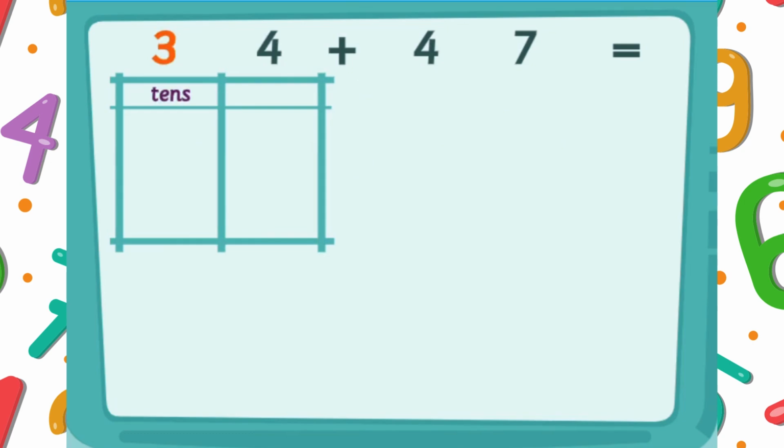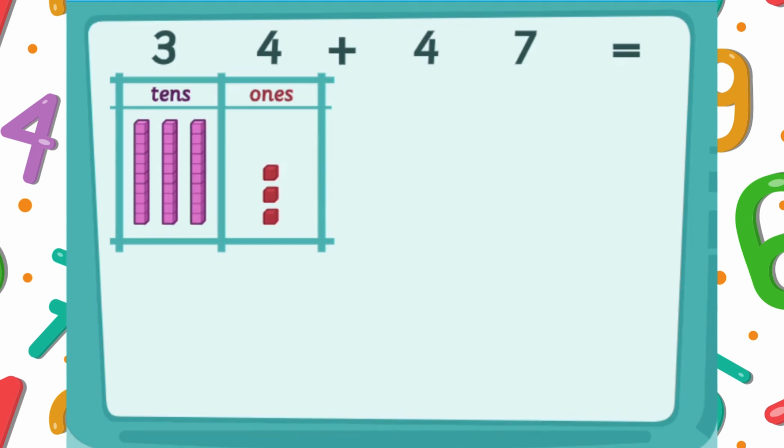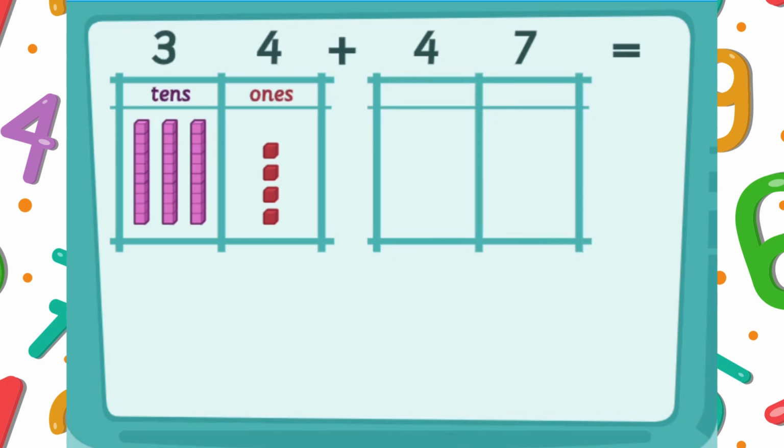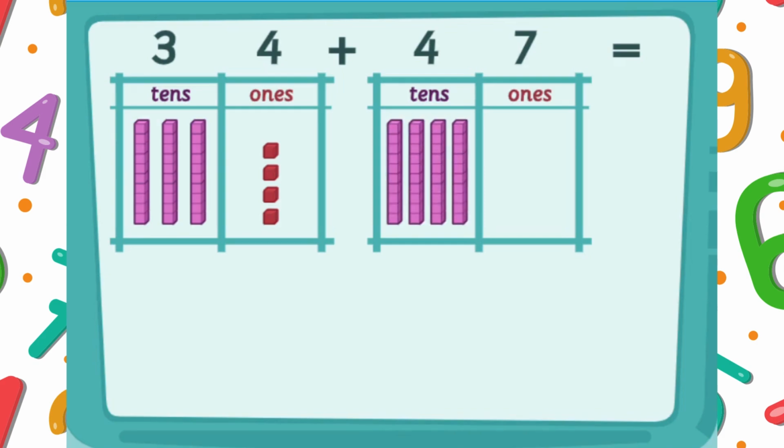34 has 3 tens and 4 ones, so we need 1, 2, 3 tens blocks and 1, 2, 3, 4 ones blocks. And 47 has 4 tens and 7 ones, so we need 1, 2, 3, 4 tens blocks and 1, 2, 3, 4, 5, 6, 7 ones blocks.